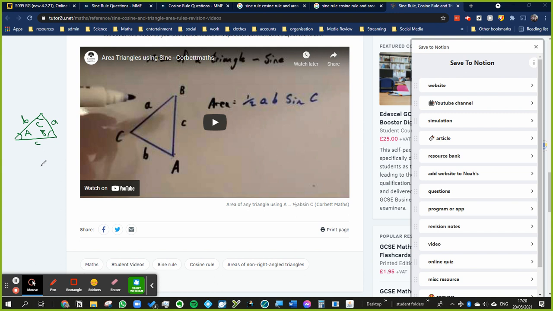So I could work out the area by doing half multiplied by AB. So it could be these two sides, but I could have labeled this triangle differently, right? I could have switched any of them around, so long as the A is opposite the A, the C is opposite the C, and the B is opposite the B. So half AB sine C. That's the area of the triangle formula. So those are the three formulas that we're going to be looking at to answer some questions.